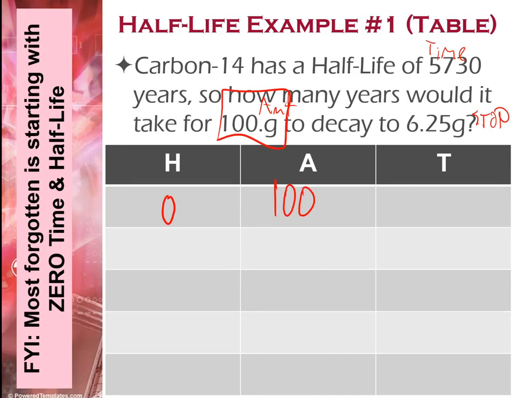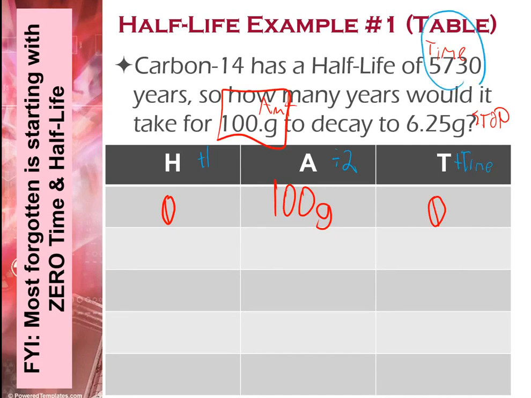We start with 100 grams. The number one thing forgotten is that time is 0 when you start. So half-life is 0, time is 0, and the amount is whatever the problem tells you. For every half-life, we're going to add 1. For every amount, we're going to divide by 2. And for every time, we're going to add whatever the time is.